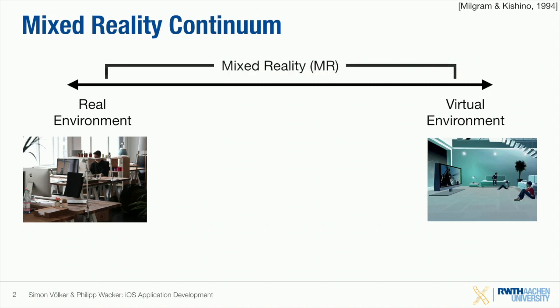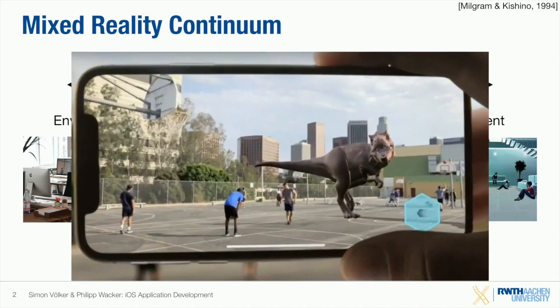And between those extremes, the elements can shift a little bit around. So that is what is called mixed reality, that you have a large breadth there. And augmented reality is closer to the real environment here. So in augmented reality, you have digital information that is embedded in the real world, in the real surrounding that you have. So this T-Rex here, for example, that is standing on the basketball court.